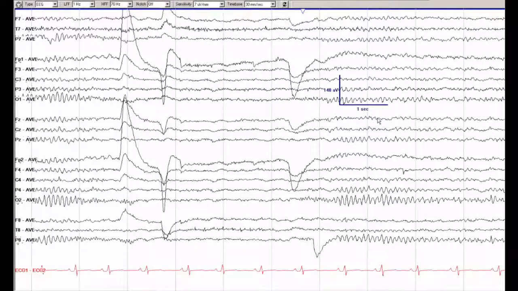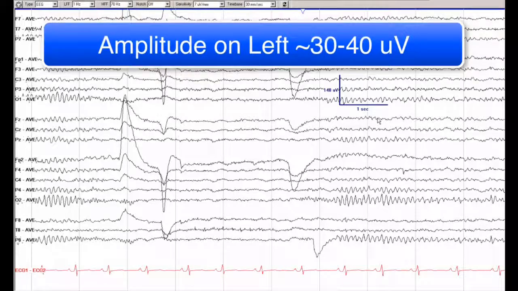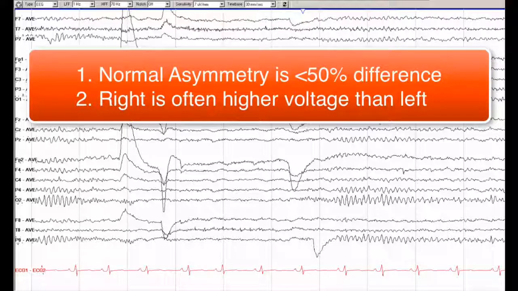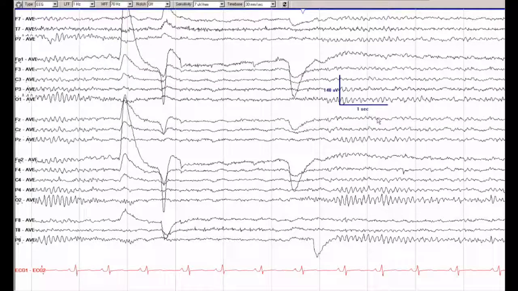The amplitude is between 30 and 40 microvolts on the left side and between 40 and 50 microvolts on the right. In general, we say that it is still a normal level of asymmetry as long as the difference in amplitude is less than 50% on a referential montage. As well, the amplitude of the alpha rhythm is generally higher voltage on the right side compared to the left. Although there are several theoretical explanations for that, there is no conclusive evidence to explain why this is the case. As with the amplitude, the level of symmetry can vary from epoch to epoch. Therefore, it is important to look at the entire recording before making any definitive conclusions about asymmetry.